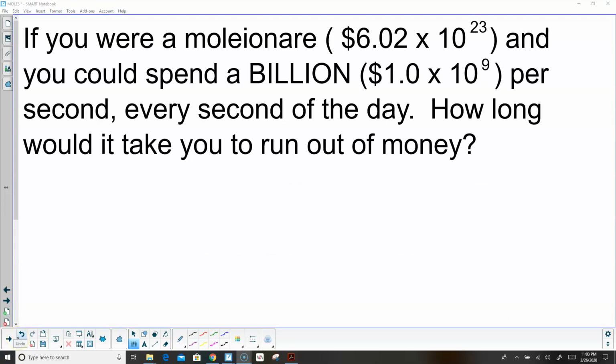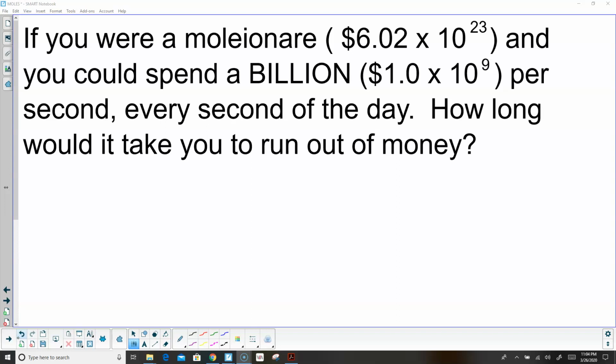Just to put this in perspective, let's say that you were a millionaire. Okay, you had 6.02 times 10 to the 23rd dollars. And let's say that you had the ability to spend $1 billion per second, every second of the day. How long would it take you to run out of money? People think, man, 1 billion, that's pretty quick. It shouldn't take very long for you to run out of cash.